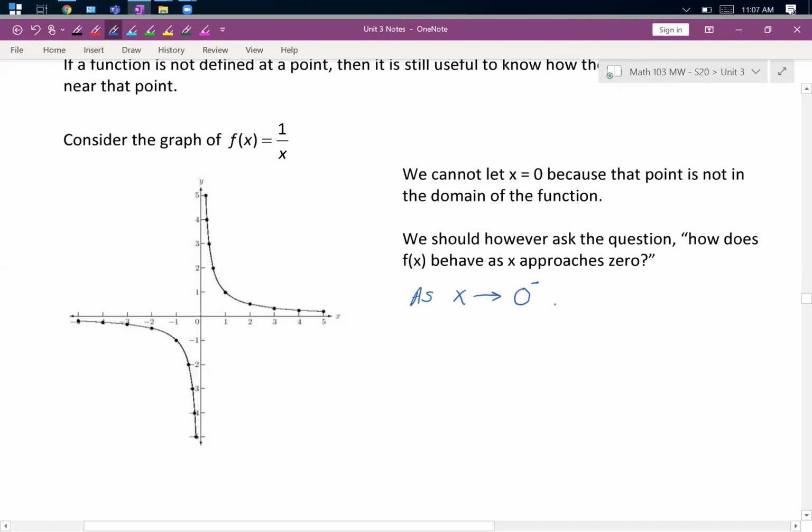So as x approaches 0 from the left, f of x, which is simply our y value, we want to figure out what number the y value approaches. So if we just follow our graph as x approaches 0 from the left, what's happening to the y value? What number is it getting close to? Negative infinity.